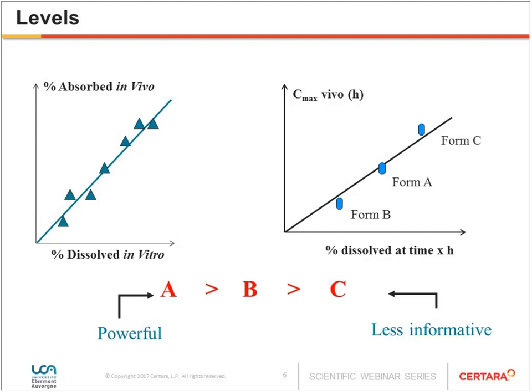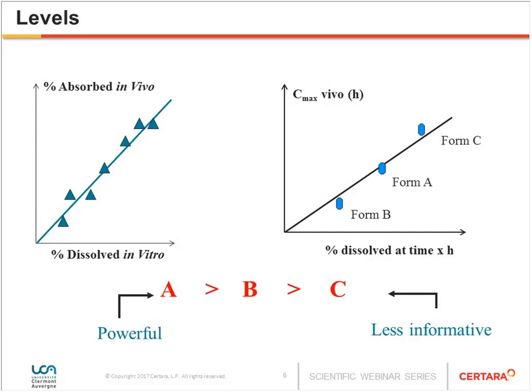What you have on the right panel of this slide is the Level C IVIVC. In Level C IVIVC, you are going to put in relation some PK parameters. In this case, you can see on the y-axis is going to be the Cmax in vivo versus some in vitro parameters, for example, the percent dissolved at time X, for example, for a Cmax that can be 1, 2, 3, or 4 hours, or even earlier. And you see that in this case, each dot, each marker that you have on this curve, is going to represent one formulation.